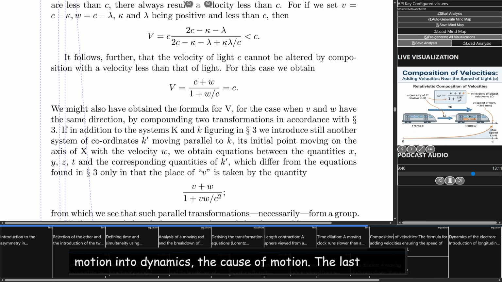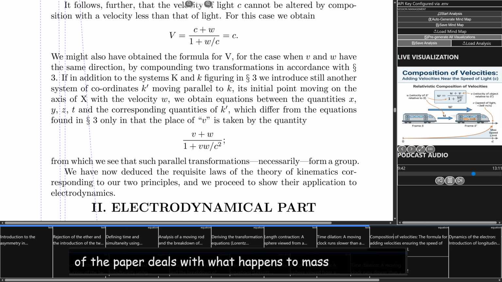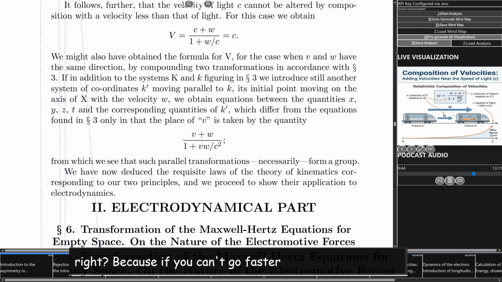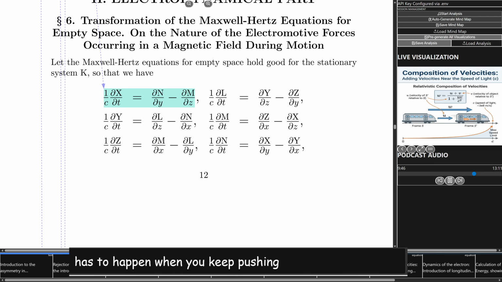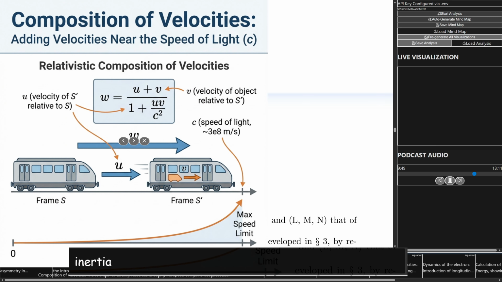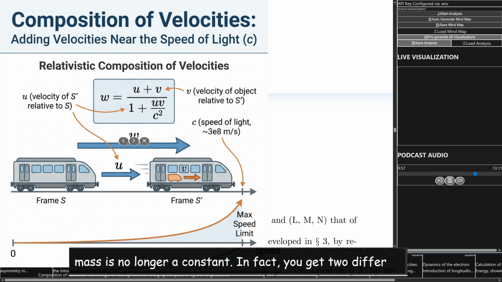The last part of the paper deals with what happens to mass and energy. Right, because if you can't go faster than c, something has to happen when you keep pushing on an object. Its inertia must increase. Exactly. When Einstein transforms Newton's equations of motion into his new framework, he finds that mass is no longer a constant. In fact, you get two different kinds of mass, depending on which way you push. Longitudinal and transverse mass. What's the difference?